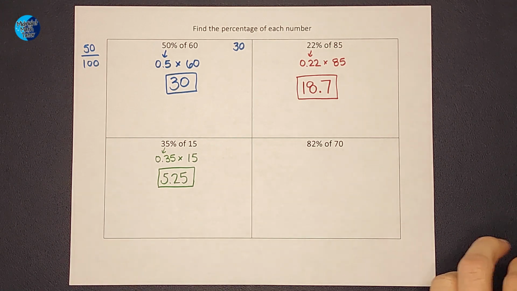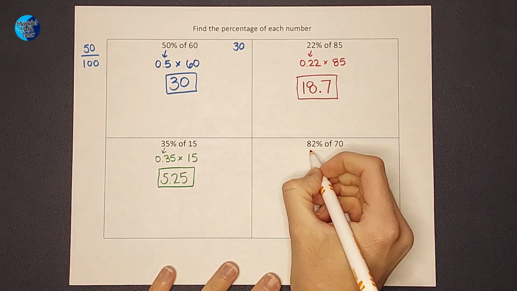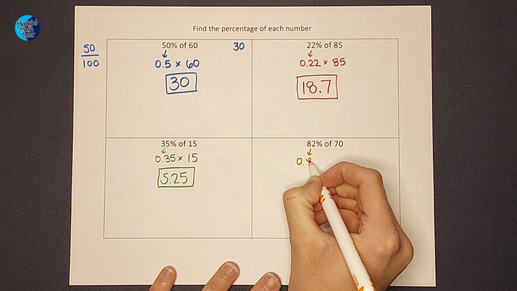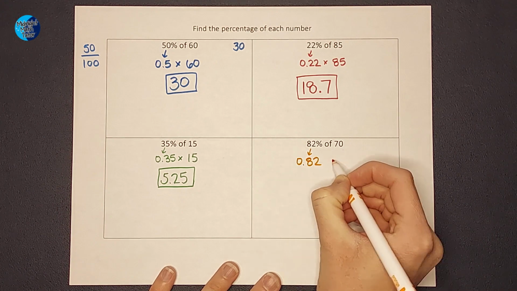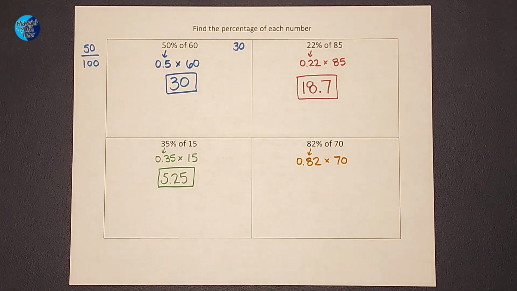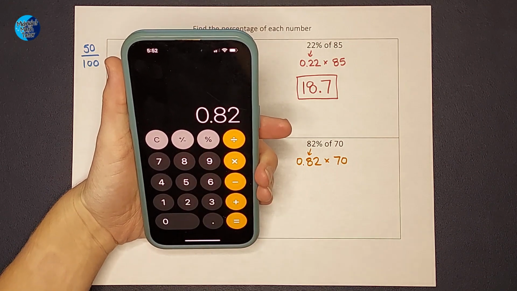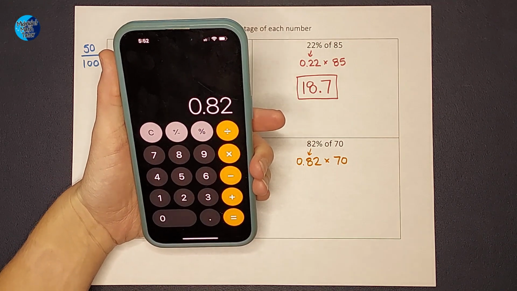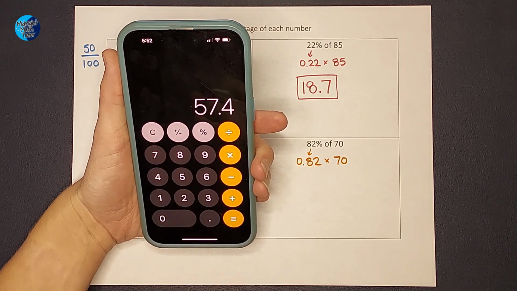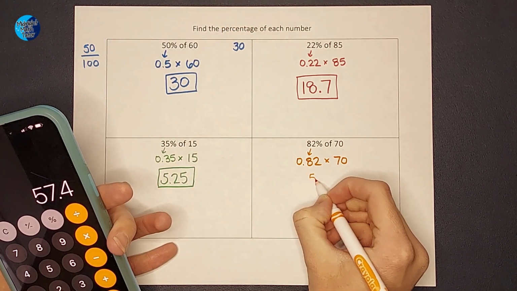All right, last one here, 82% of 70. So 82% as a decimal is 0.82. And I'm going to multiply that by 70. And here we go. By the way, if you're not allowed to use a calculator, I will link for you a video about how to multiply decimals by hand. Let's go and see what 0.82 times 70 is. 57.4.